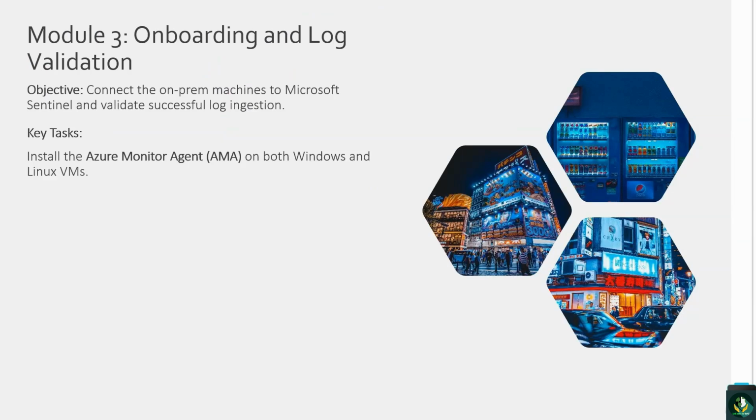The first step is to install the Azure Monitor Agent, or AMA, on both our Windows 10 and Ubuntu machines. The AMA is the key component that collects telemetry from our endpoints, including system events, logs, and performance metrics, and forwards it to Azure. It's lightweight, efficient, and optimized for cloud monitoring.